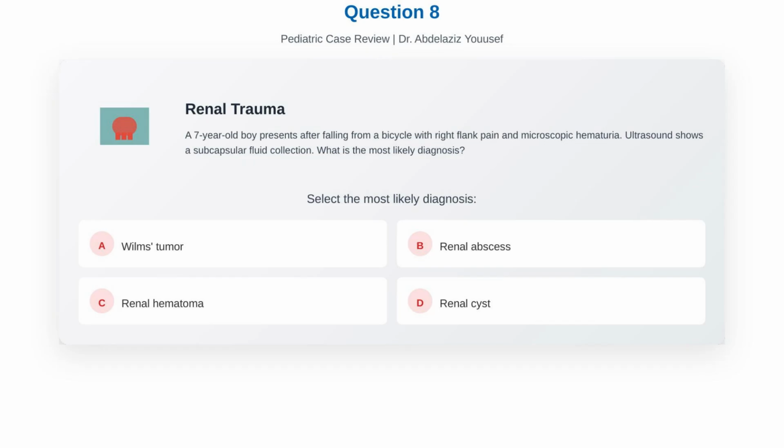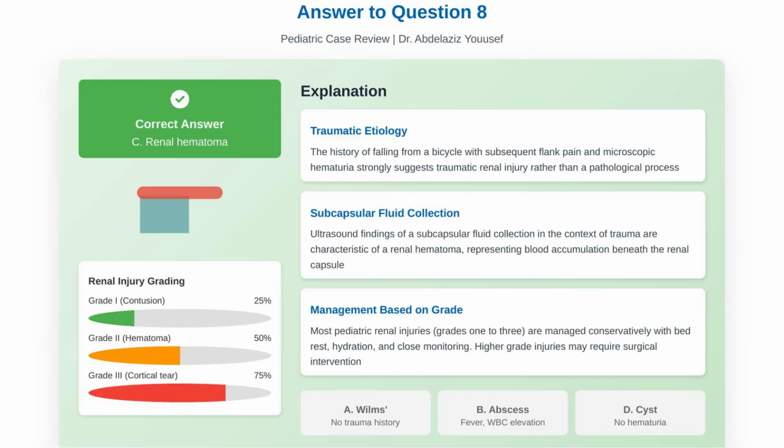The location of the fluid collection and the absence of fever or other signs of infection are also important clinical clues. The correct answer is C, renal hematoma. The history of falling from a bicycle with subsequent flank pain and microscopic hematuria strongly suggests traumatic renal injury. The ultrasound finding of a subcapsular fluid collection in this context is characteristic of a renal hematoma, representing blood accumulation beneath the renal capsule. Wilms tumor would not have an acute traumatic presentation. Renal abscess would typically present with fever and elevated white blood cell count, and renal cyst would not cause hematuria.